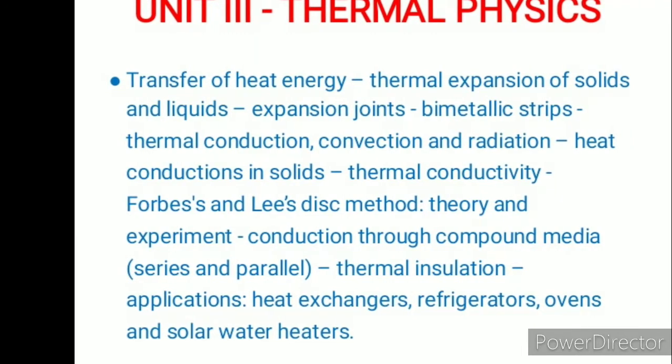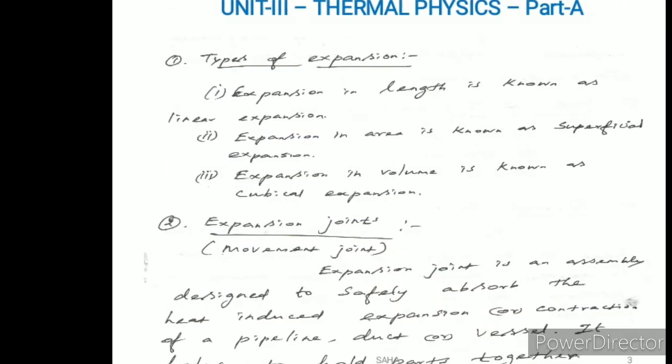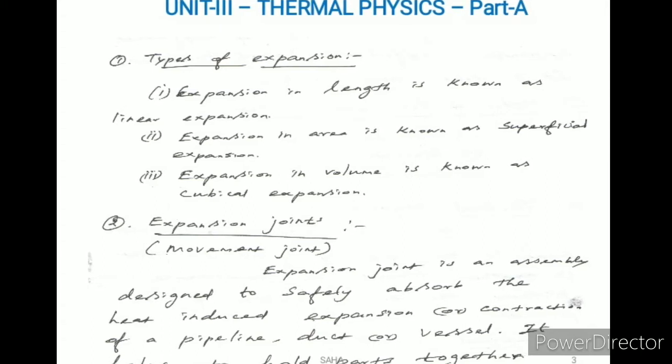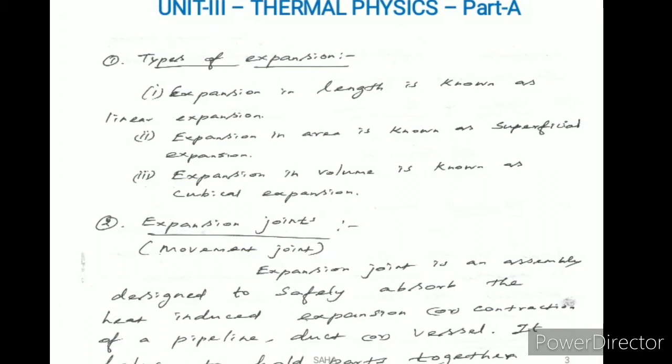The first question is types of expansion. Three types of expansion: linear expansion, superficial expansion and cubical expansion. The second question is expansion joint. The expansion joint, another name is a movable joint. The expansion joint is an assembly designed to safely absorb the heat induced expansion or contraction of a pipeline, duct or vessel. It helps to hold parts together.